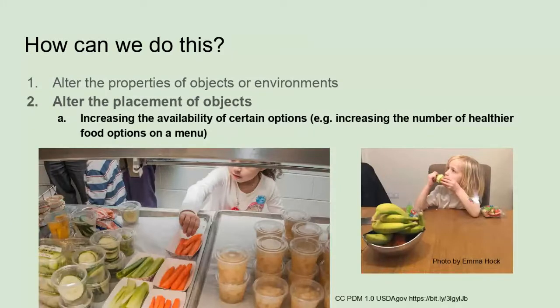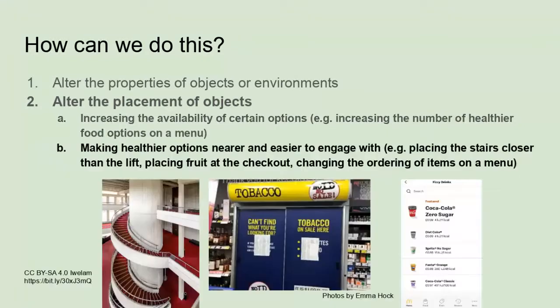We can alter the placement of objects. So we can make certain things more available. So things, for example, healthy foods that you want people to eat, fruit and vegetables. If there are more options on offer, then it's more likely that people are going to take these. And likewise, if there's more options on the menu, then there'll be more availability of the thing. The classic example, I guess, is a fruit bowl. We do that intervention ourselves in our homes. We place a fruit bowl on the table, and it immediately increases the availability of fruit.